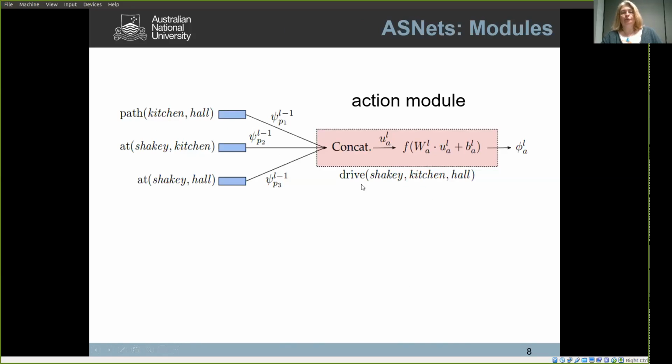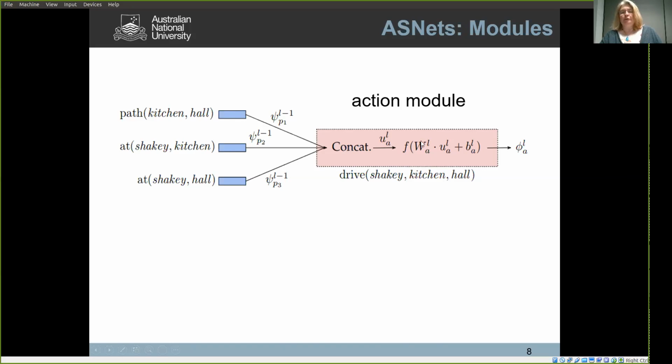Let's start with an action module. This is the action module for the action drive shaky kitchen hall. It's got 3 related proposition modules at the previous layer. What we do in an action module is that we first concatenate the feature vectors that are produced by the related proposition modules into a big vector. Then we apply a linear transformation by multiplying with a matrix of weights and adding a bias vector. And then, of course, we apply a nonlinear transformation to obtain the outputs.